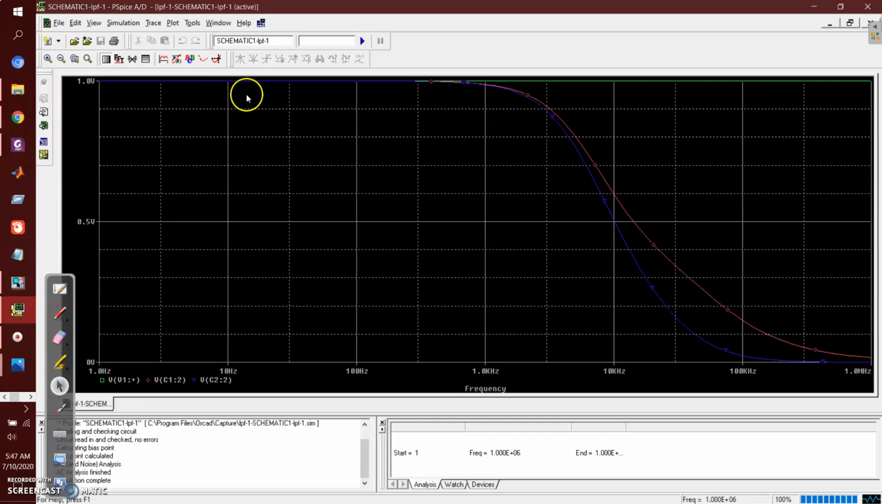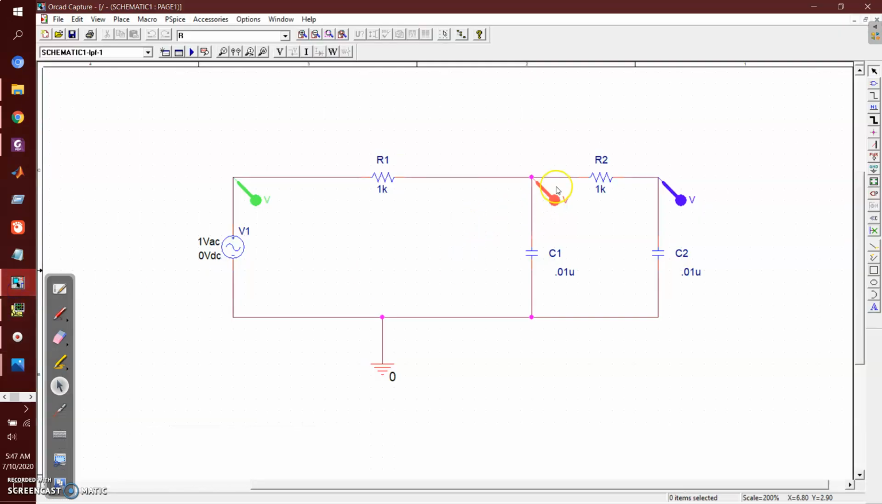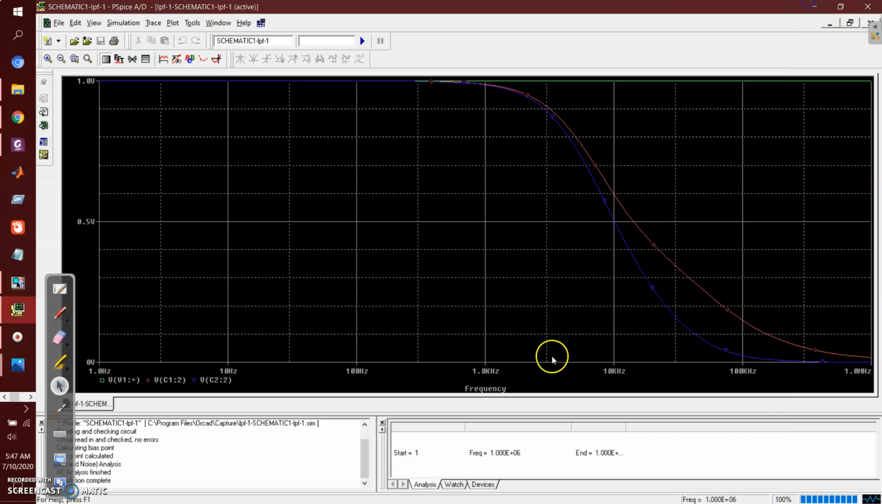Now you can see this was my input, and this red one is with n equals 1, that is 1 capacitor, my first order low pass filter, with this output. And with my second order filter, the green one, I have a much sharper response. There is still a curve in the slope, but it is still better than the first one.